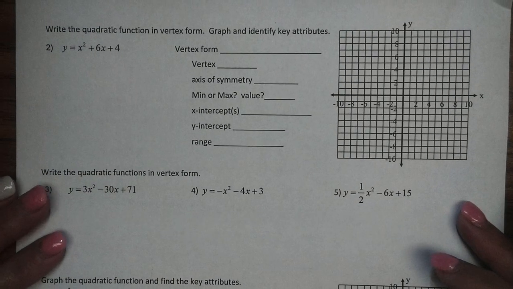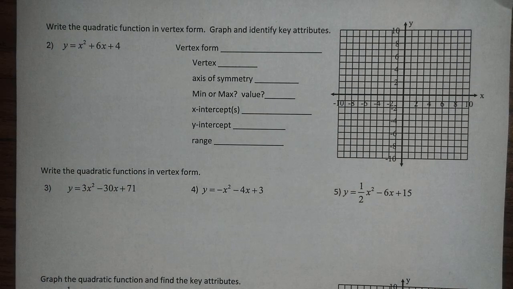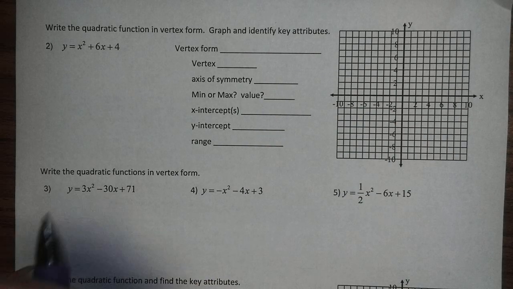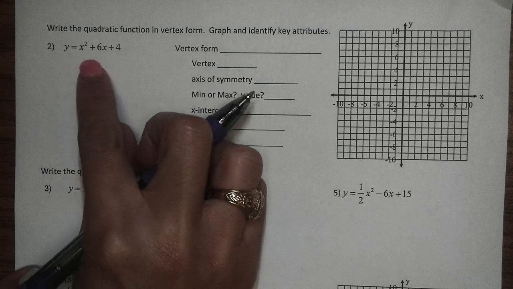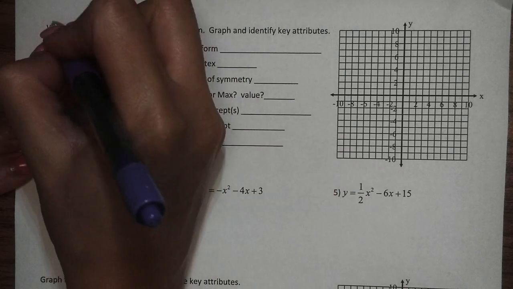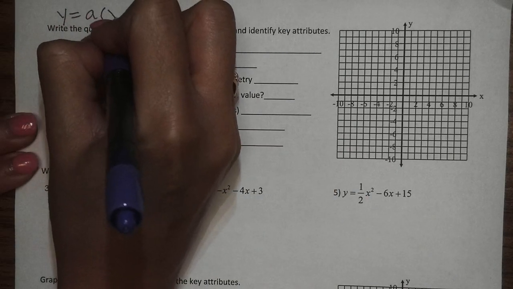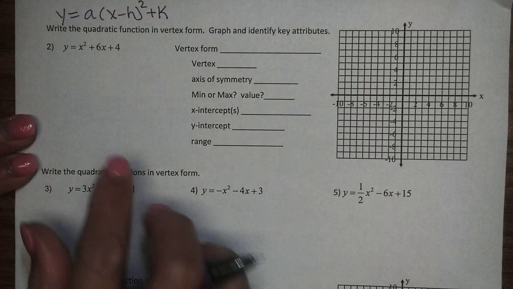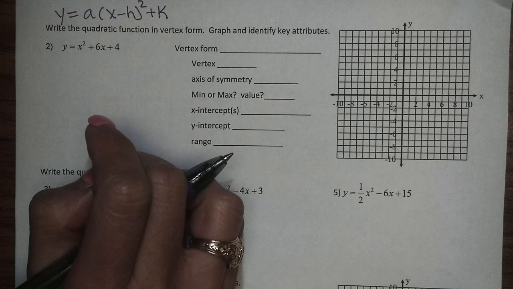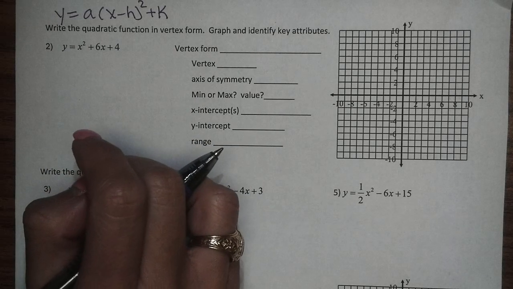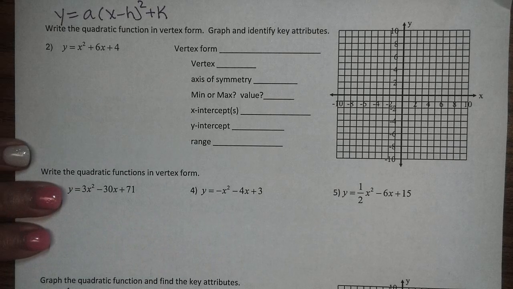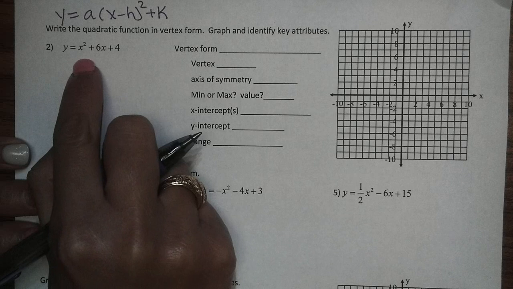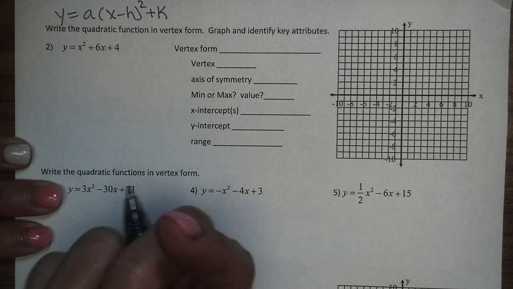Now, let's do the same kind of example, except for example 2. We are going to do the same thing we just did, but the thing is that in example 2, we need to change this equation into vertex form. So we need to change it into a(x minus h) squared plus k. So in order for us to change this equation into vertex form, we need to do what's called completing the square.